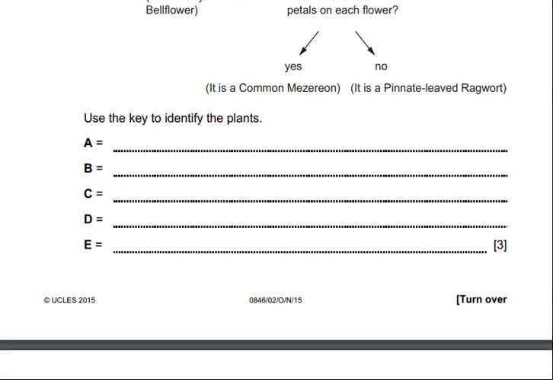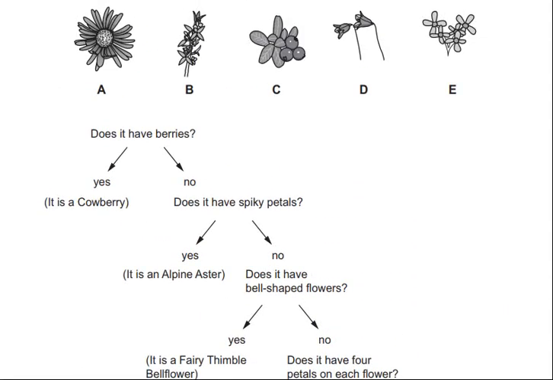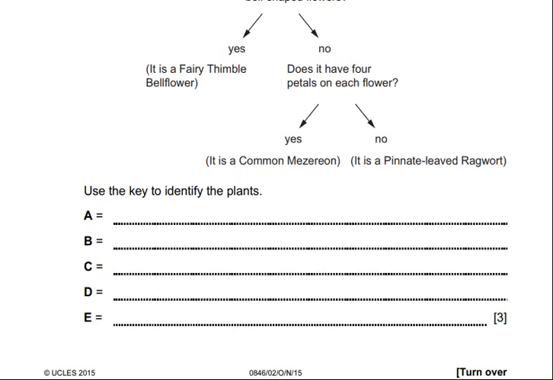Now we will go to plant C, and again we have to start with the first question. Does it have berries? Yes, as you see it here, plant C has berries, so the answer is yes. So this means that C is a cowberry. So here for C we have to write down cowberry.